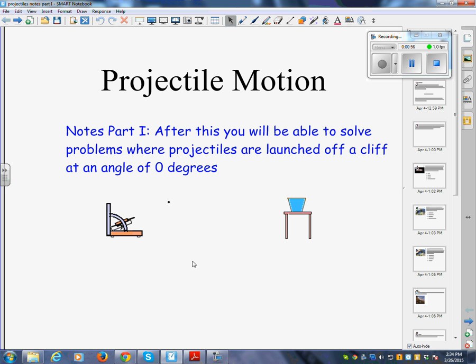So after this one, this is sort of the introductory one. After this, you'll be able to solve problems where projectiles are launched off a cliff at an angle of 0 degrees. Is this a good picture for that? No, it's just a cool picture that I found. Is it 0 degrees? No.